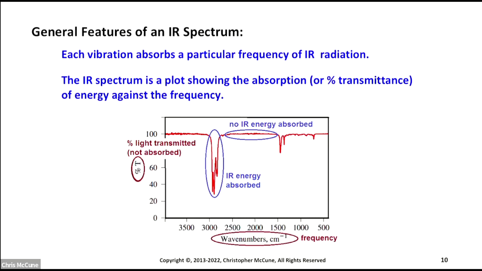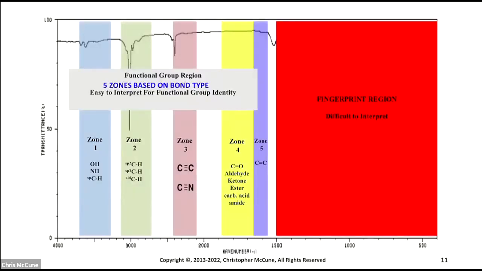On the left is percent transmittance, okay? So that's going to be dependent on what kind of signal you're seeing. Is it a strong transmittance or not? Where it's flat, there's no IR energy absorbed. And I will also mention that CO2 is very abundant in the atmosphere. So you're always going to see CO2 in the IRs. It's hard to get rid of. Okay, so let's start looking at the 5 zones.